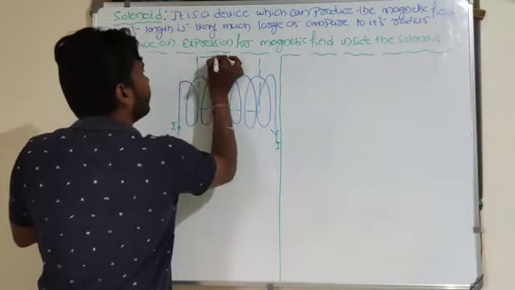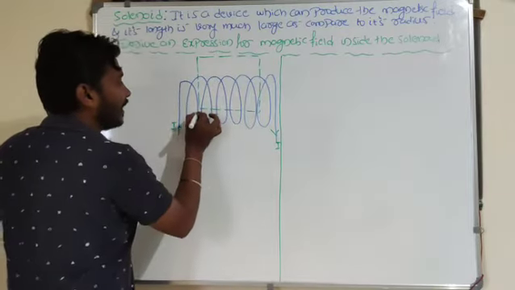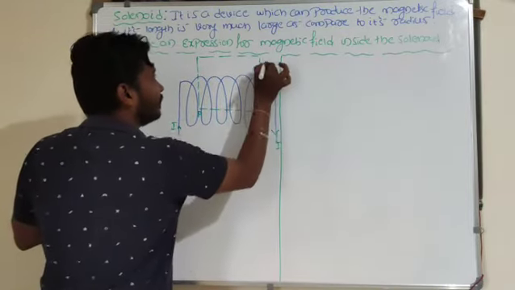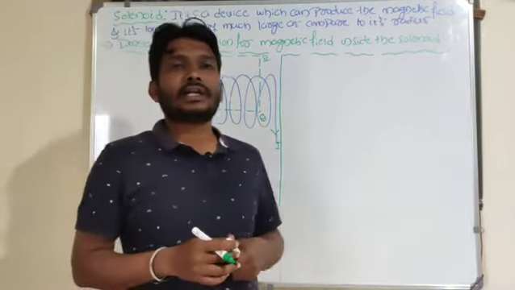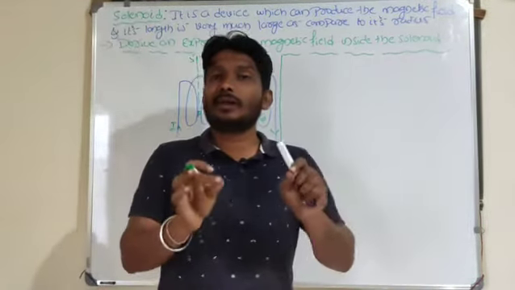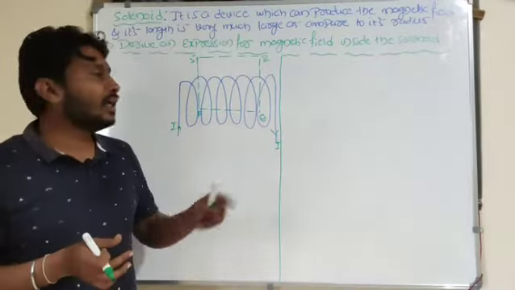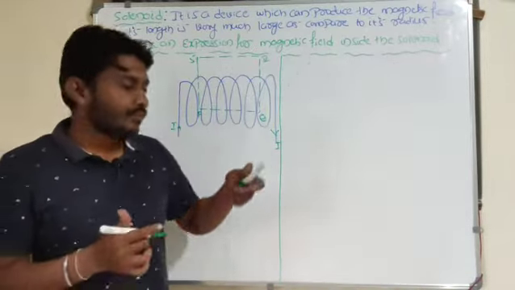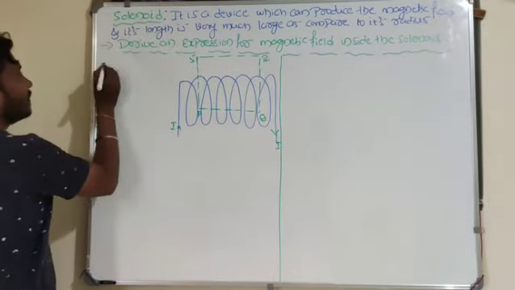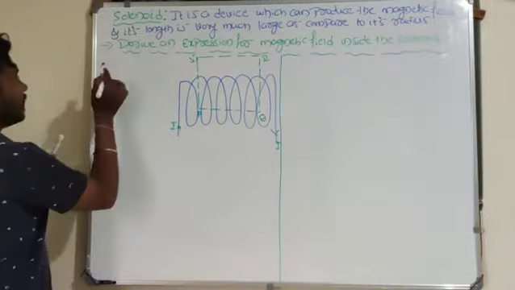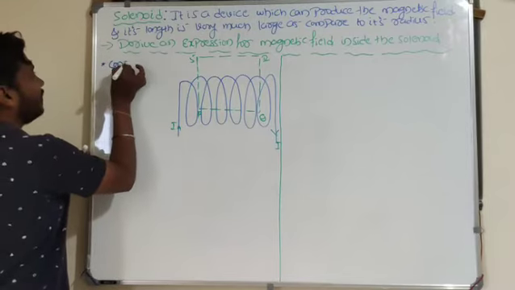Right. So for this rectangular portion PQRS, I will apply Ampere's circuital law and finally I will get the magnetic field inside the solenoid. So let me write some descriptive part related to the solenoid here. Consider a solenoid.